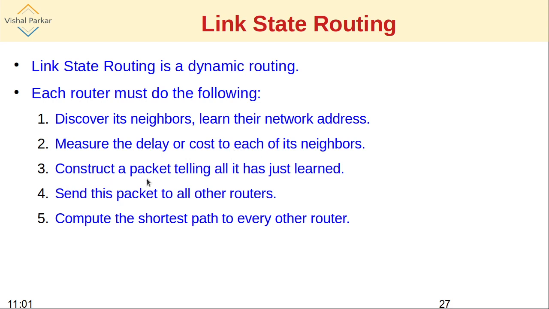Next is to construct a packet telling whatever it has just learned. Next, send out these packets to all other routers. Ultimately, the fifth step is to compute the shortest path from all the information it has received from the remaining routers. That shortest path will be calculated for the remaining routers, based on the information that it has received from them.